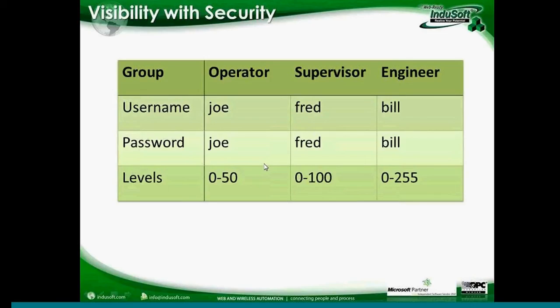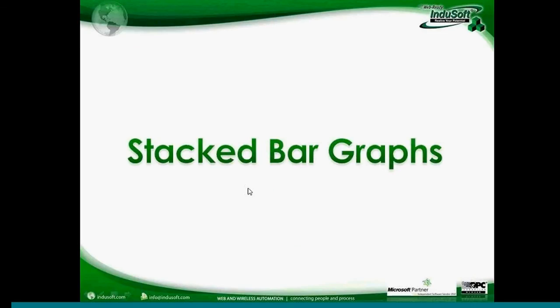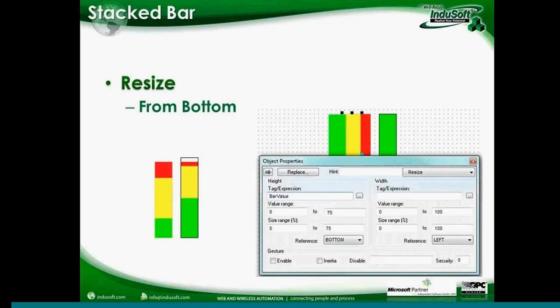Okay, stacked bar graphs. This is another question that I get a lot, and what I want to do is show you what this is going to do. Customers often want a bar graph that goes up to one particular level in one color, then continues on as another color, and then as it gets over a certain level, goes up. Well, in InduSoft Web Studio, the bar graph only has a single solid color. So how would you do this?